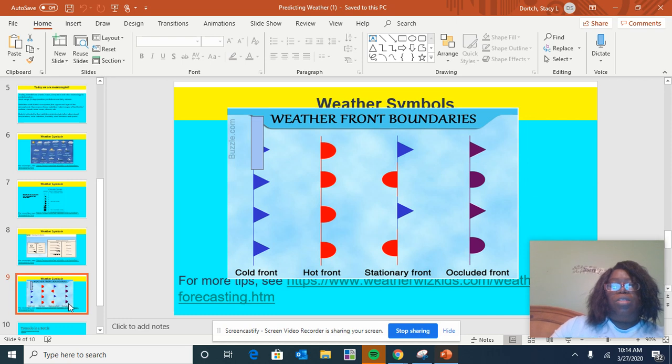The next symbols you will see are weather front boundaries, where you show cold fronts and hot fronts. And then the one that gets me is something called a stationary front. If the cold front and the warm front are about the same, they sort of almost cancel each other. I'm not an actual meteorologist, although I have had classes and got a little certificate. I'll show you that later. But stationary fronts basically mean the cold and the warm fronts are sort of canceling each other. And then you have something called occluded.